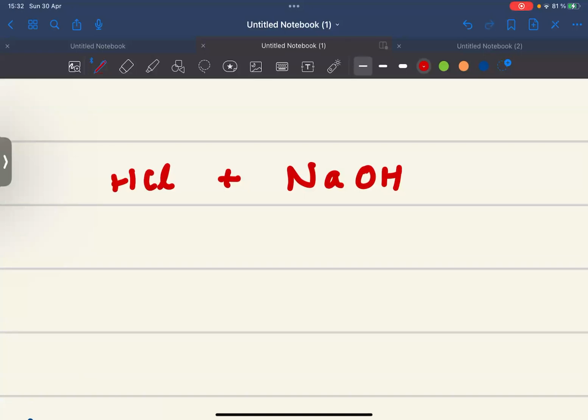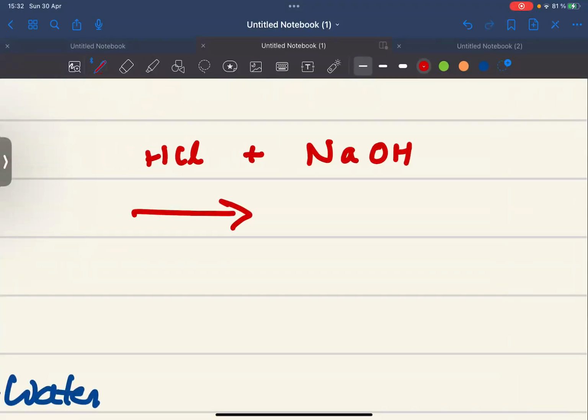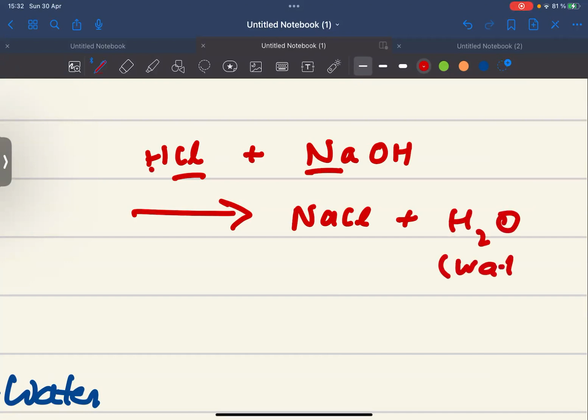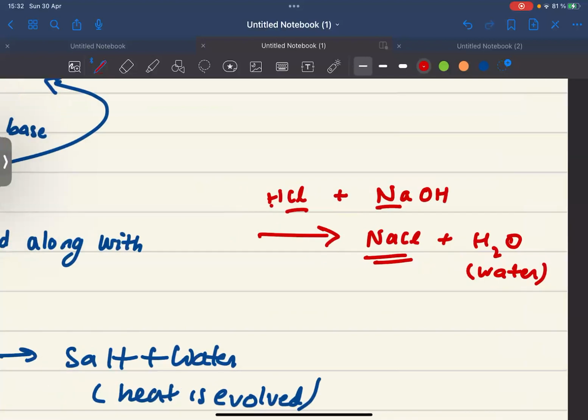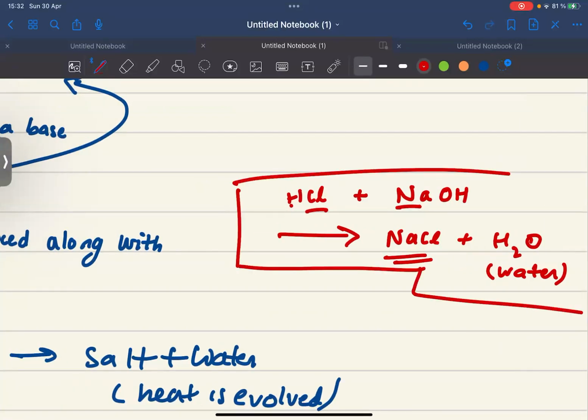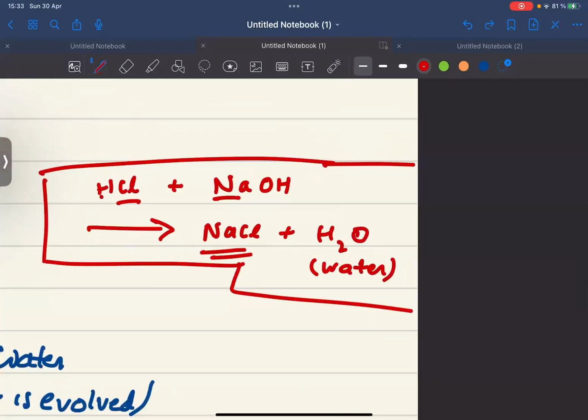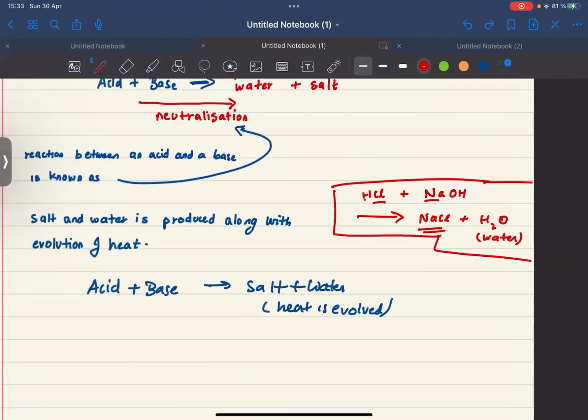All right. So HCl plus NaOH gives you NaCl plus H2O. H2O means what? Water. So this is a salt, this is water. This is an example of the equation. So please know the chemicals that you're writing. First one is hydrochloric acid. Second one is sodium hydroxide. And this becomes sodium chloride. This is water. Please make note of it.